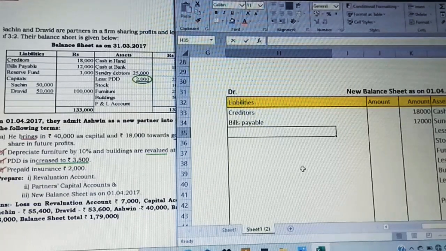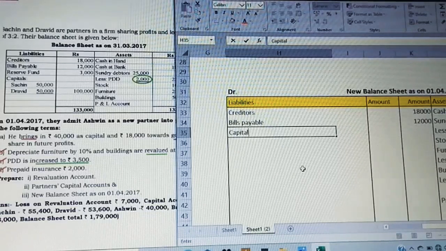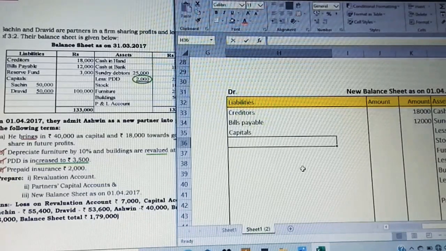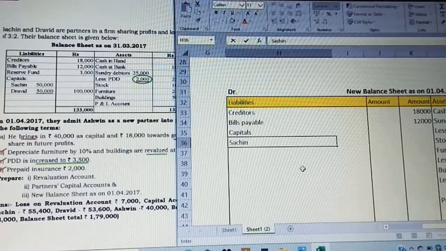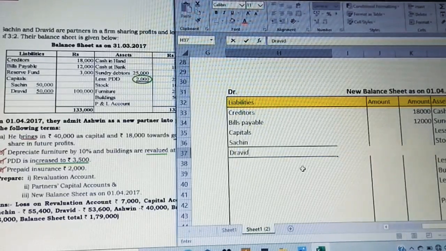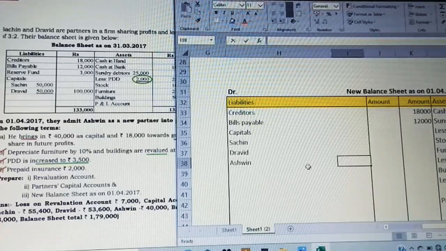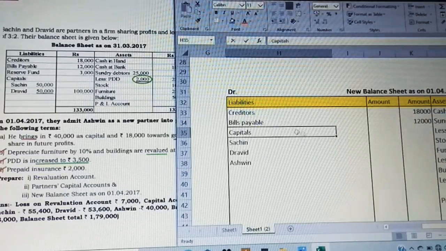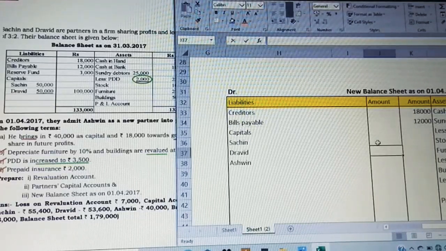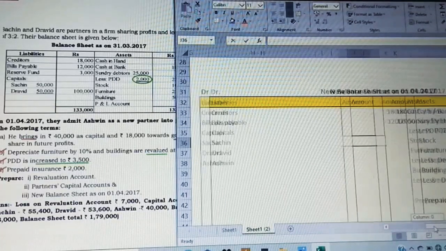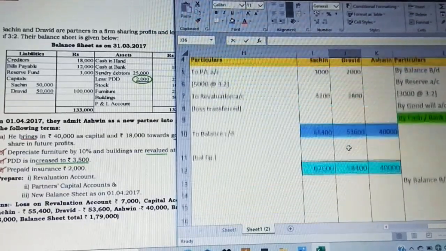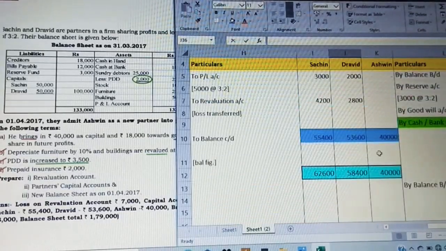Reserve fund only once will appear in the partners capital account. Now capitals, we have new capital of all the partners, right? So under capitals, take each partner's name. First is Sachin, second partner is Dravid, and the third partner, the new partner is Ashwin. Now this is the main thing which we are going to concentrate on. Now for each partner we have calculated, go for the partners capital account. Could you all find the balancing figure which is highlighted here?